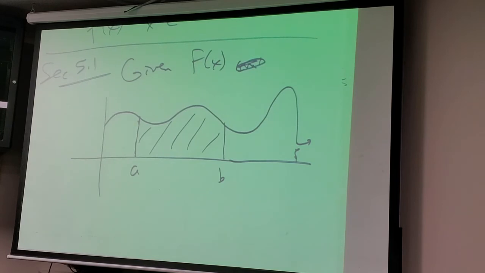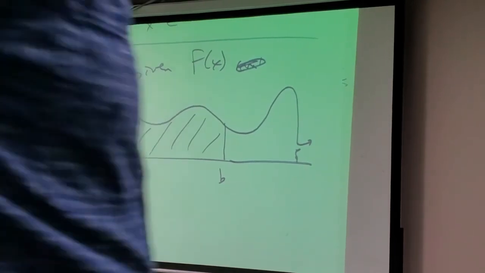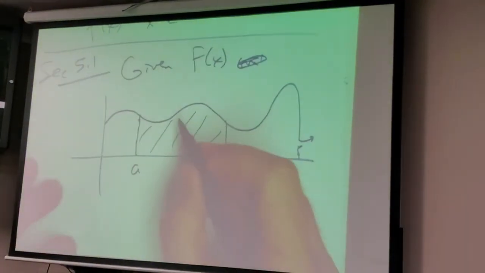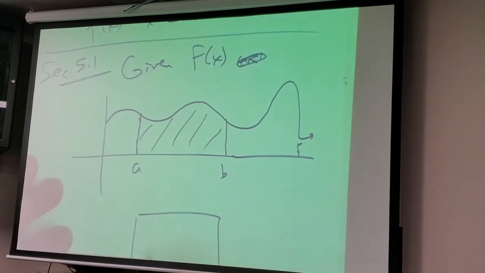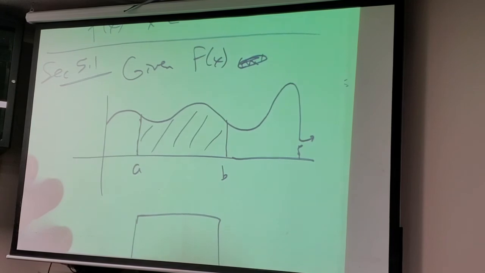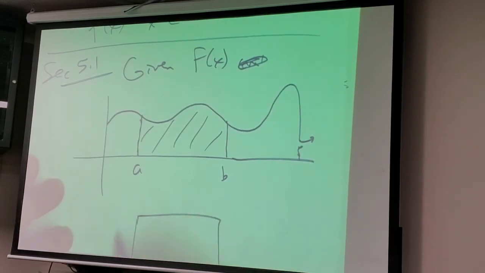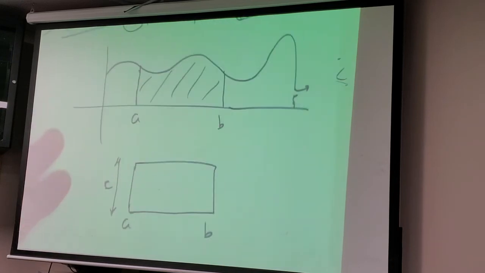If it's a uniform, you remember uniform, my stats people? Uniform is just a big block. How do I find areas in it? I just find the area of a rectangle. Is that hard? No, right? So I'm not going to teach you stats, don't worry. Why is this area harder than this area? So why is this area harder?